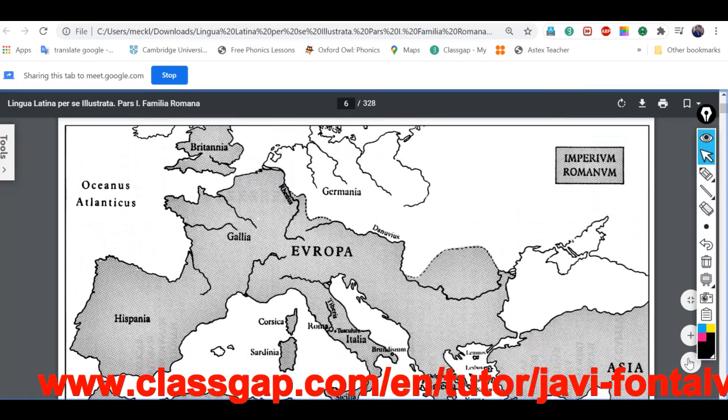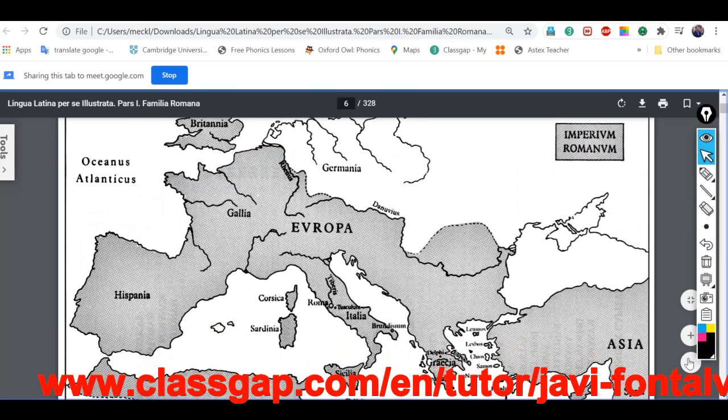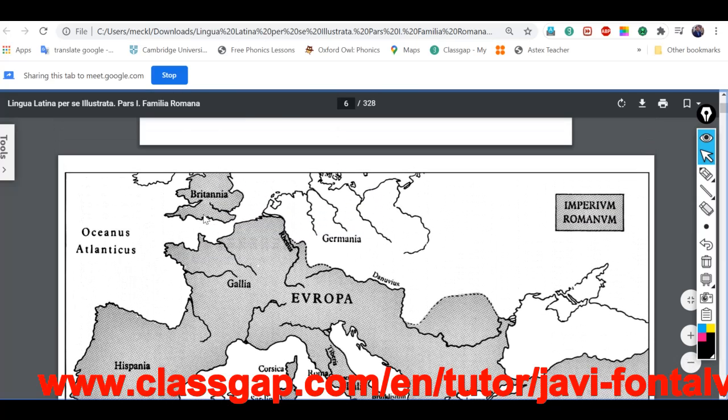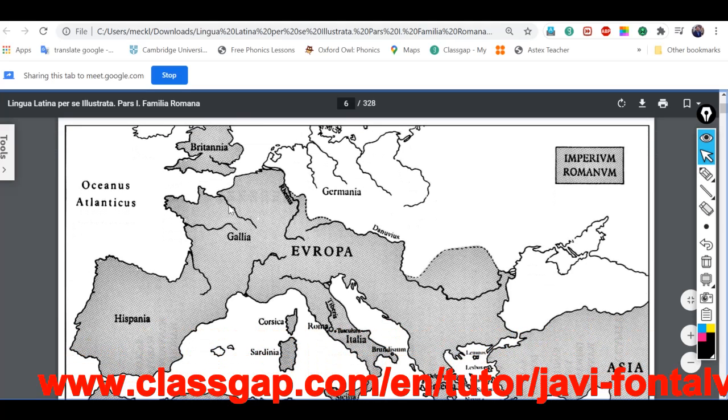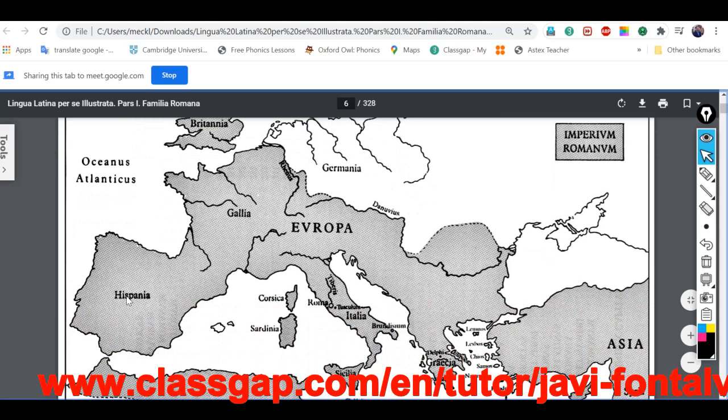so this is a map of the Imperium Romanum, the Roman Empire. Okay, so here we have Britannia. This is Hispania, okay. España. This is Gallia, okay. Easy. So this is Europa.